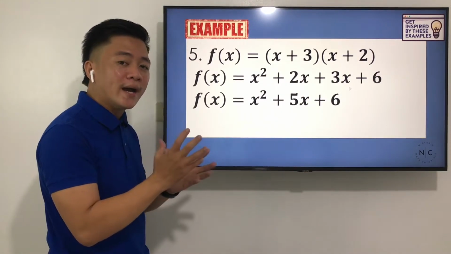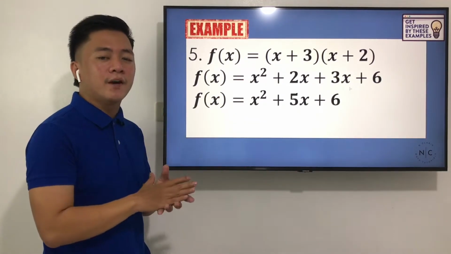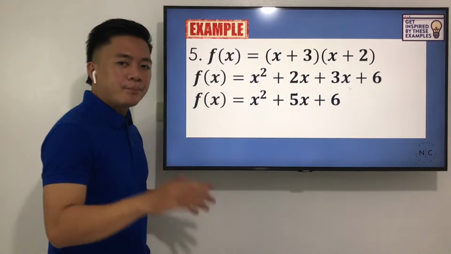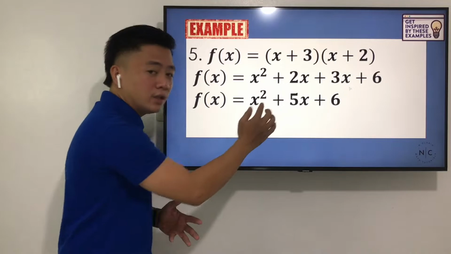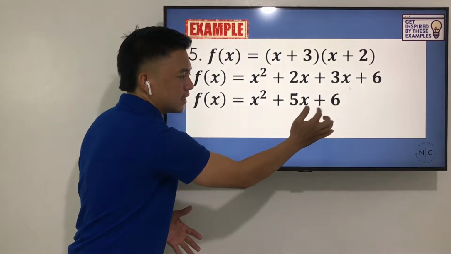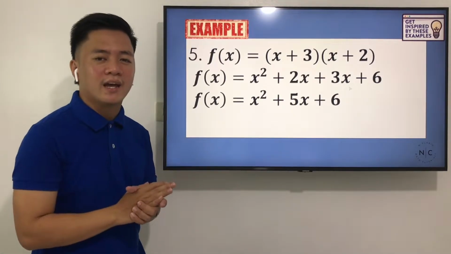Meron ba tayong variable y? Wala. Pero meron tayong f of x. So, pwede yan. Next, meron ba tayong variable x? So, meron tayo. Tignan natin yung ating highest degree ba ay squared. So, meron tayong exponent na 2 dito. And then, we have constant, linear, and then yung quadratic term. So, yung ating equation is a quadratic function.